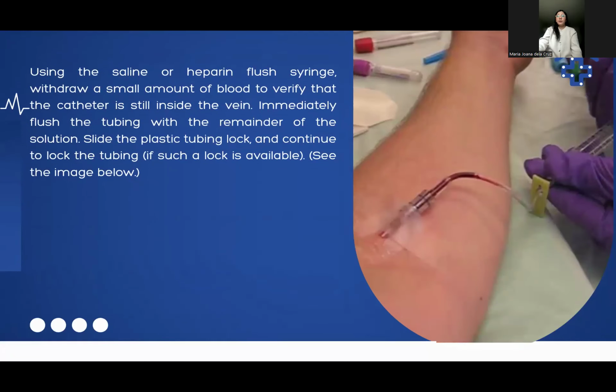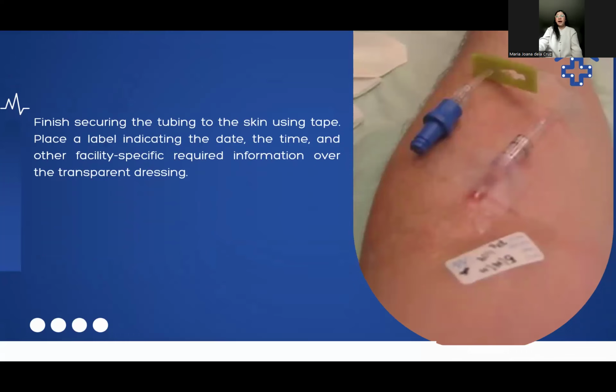Next, using the saline or heparin flush syringe, we draw a small amount of blood to verify that the catheter is inside the vein. Immediately, flush the remainder of the solution, slide the plastic tubing lock and continue to lock the tubing if such a lock is available. Right here, you can see that we confirm that the catheter is placed directly in the vein by aspirating a small amount of blood and then pushing it directly back to the vein using saline. Finish by securing the tubing to the skin using tape.